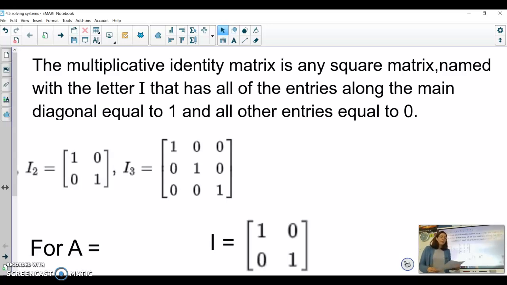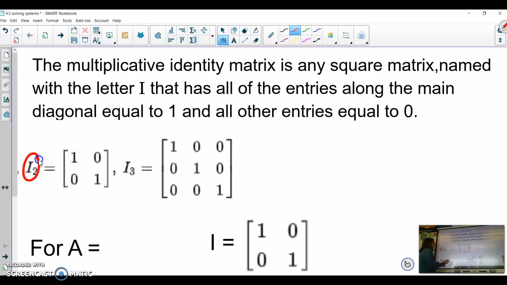Okay, today we're going to learn about solving systems of equations with matrices. One thing you need to know is the identity matrix. It's kind of like just a 1 in regular multiplication. So we represent it with the letter I, and it has to have ones down the main diagonal, and it has to be a square matrix. So it could be a 2 by 2, a 3 by 3, I can make a 4 by 4, but it has to have ones down the main diagonal, and then it has to have zeros everywhere else.